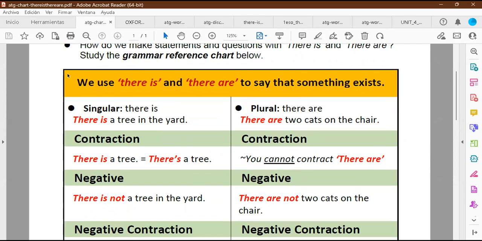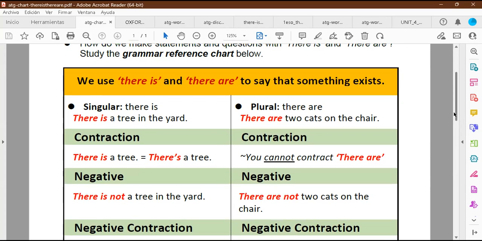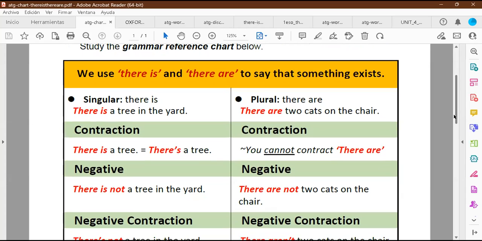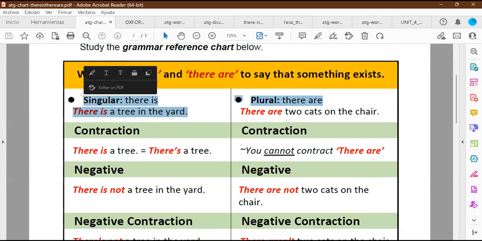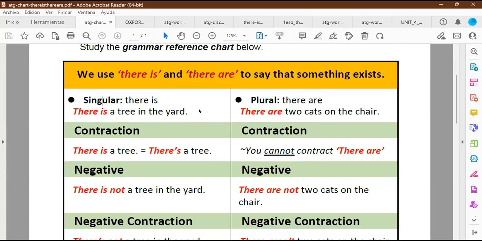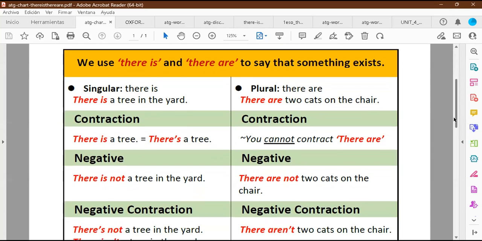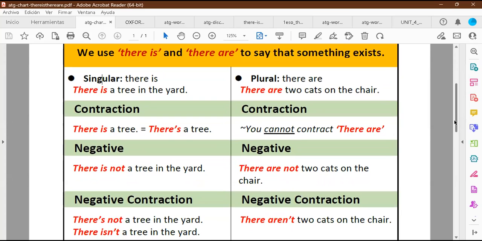with this, the definition. We use there is and there are to say that something exists. Okay. And as we mentioned, we have a singular form and a plural form, right? Singular, there is. There is a tree in the yard. Okay. Plural, there are. There are two cats on the chair. Okay, excellent.